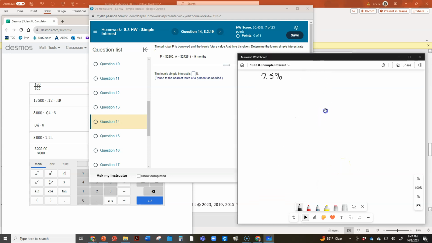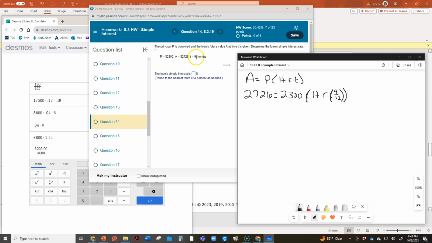So when I figure out this problem, I'm going to do A equals P times 1 plus RT. My A is 2726. My principal is 2,300. 1 plus R is what I'm solving for, and my time is 9 over 12. Tell me where I got the 12. There are 12 months in a year. So 9 over 12 is the part of the whole.